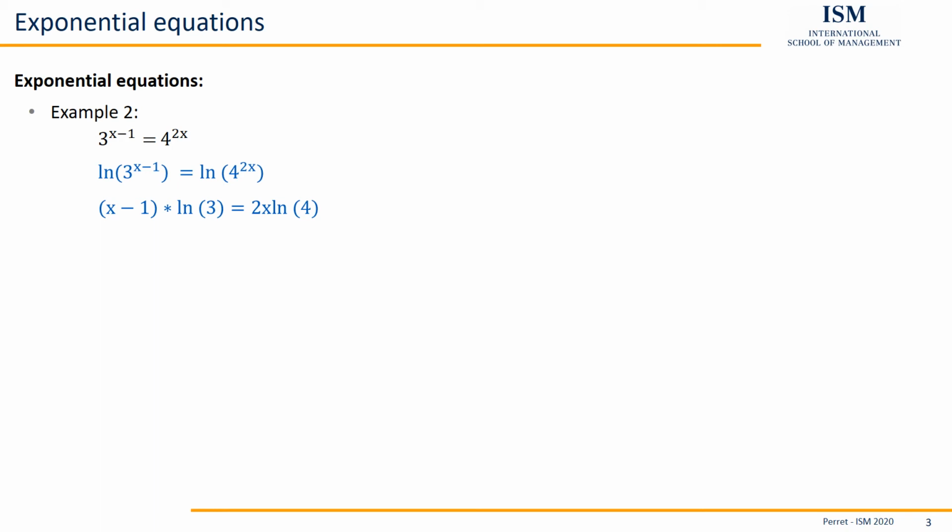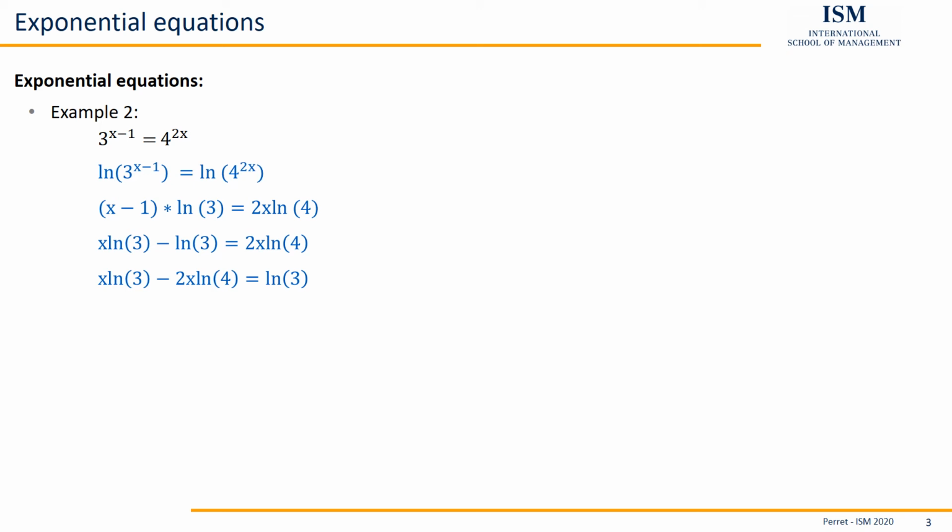And with linear equations, what we did is get everything which contains an x on one side and everything that does not contain an x on the other side. So first we factor out, then we have x times ln 3 minus ln 3 equal to 2x ln 4. So we bring everything with x to one side, all the other stuff to the other side. Then it looks as here.